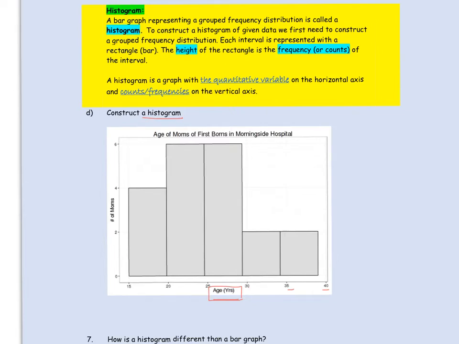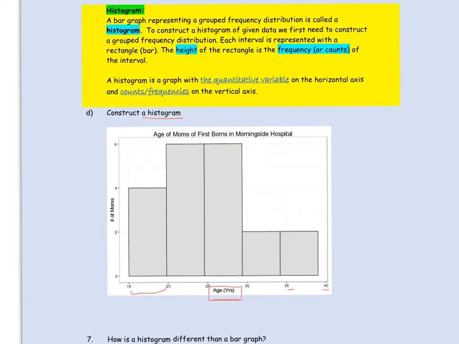Now, I've used Crunchit to come up with this histogram. So the histogram has the quantitative variable on the horizontal axis and the counts on the vertical axis. So if you look at the first bar, the first rectangle, notice that the width of the rectangles is constant because each age group has 5 years exactly, so the width of the bars is exactly the same.